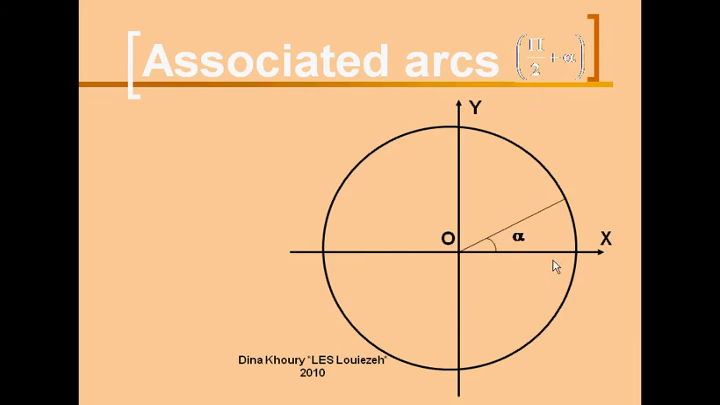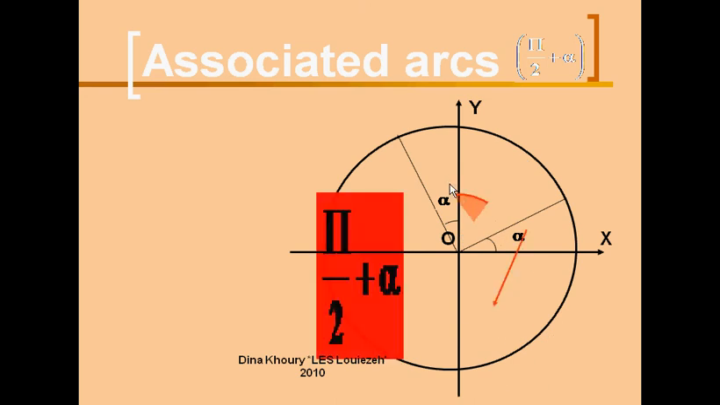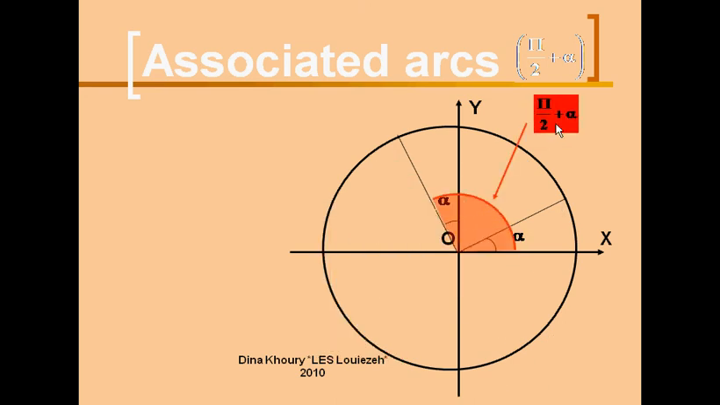We go counterclockwise to construct angle alpha, and in order for us to construct angle pi over 2 plus alpha, we locate angle pi over 2 and then we add to it angle alpha. So this red sector represents angle pi over 2 plus alpha.